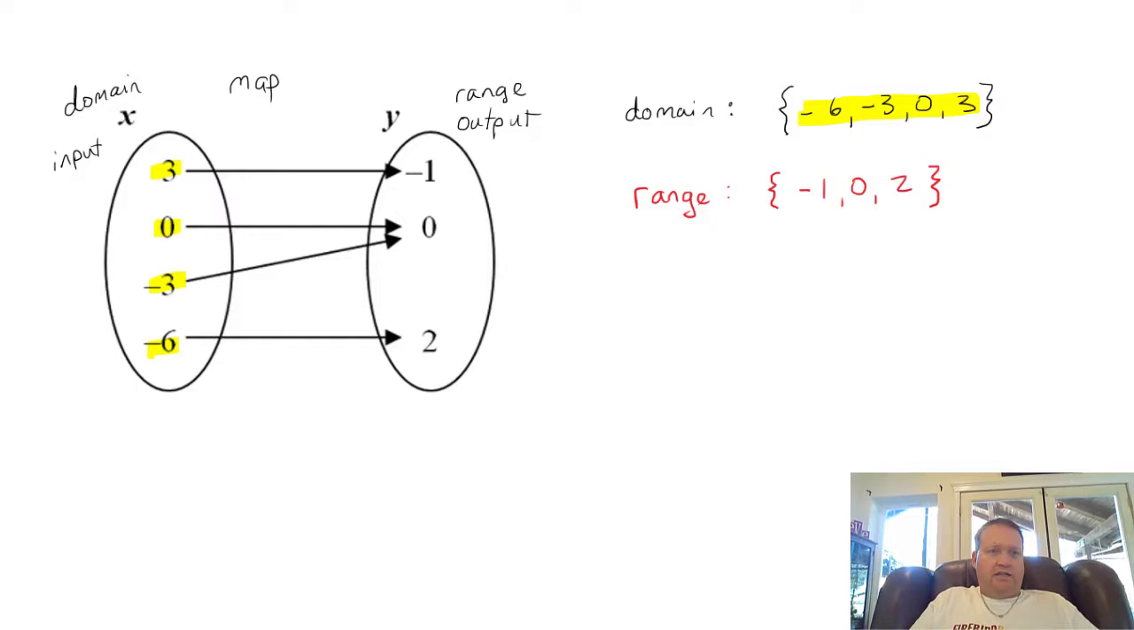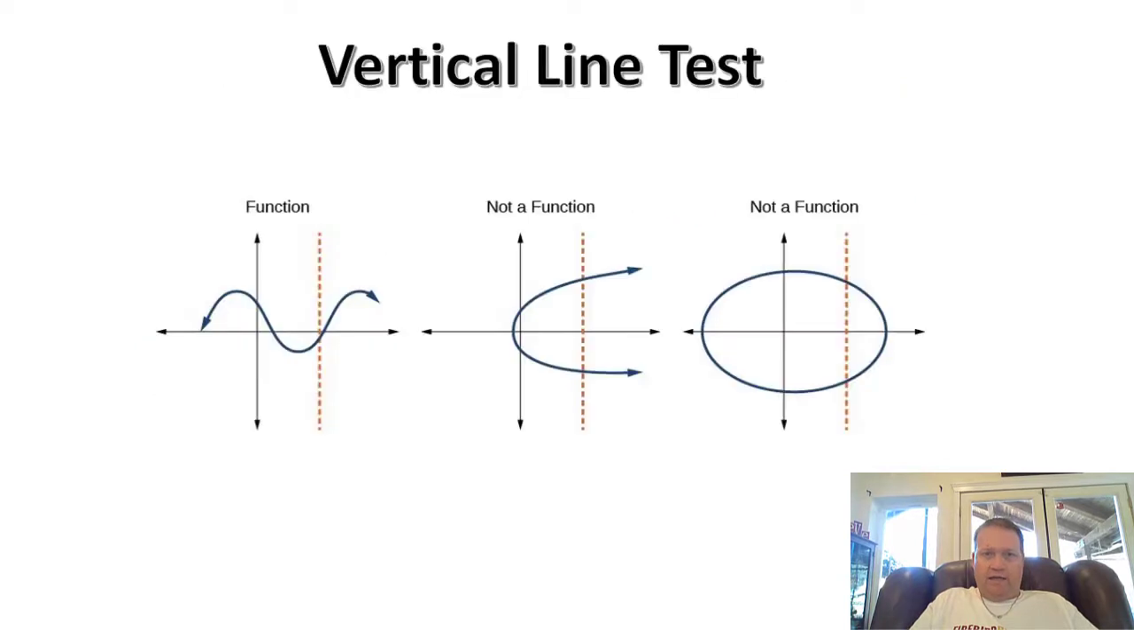So let's take a look at some other things that we can determine based on what we're looking at. And here is something called a vertical line test. These functions all can be graphed. We can represent them with a graph. And the vertical line test is really pretty simple. All it says is, if I draw a vertical line across my graph, as long as I only touch it one time, which in this case would be like right there, then it's still a function.